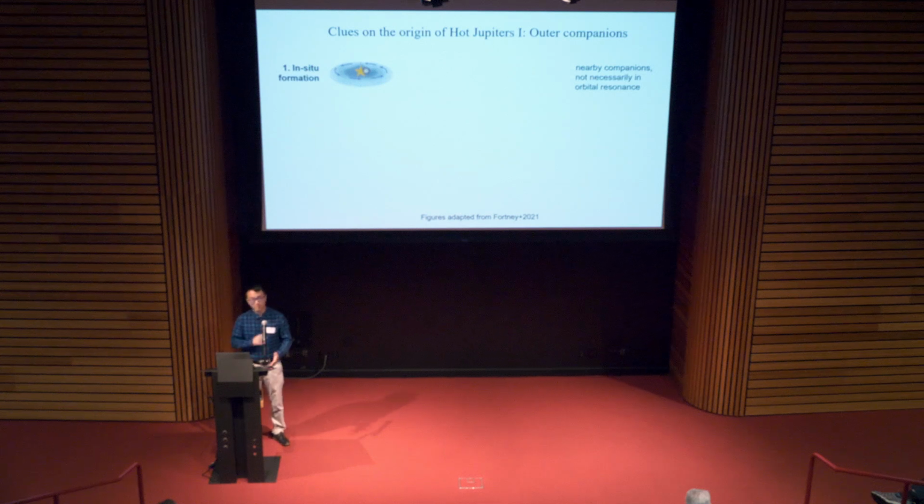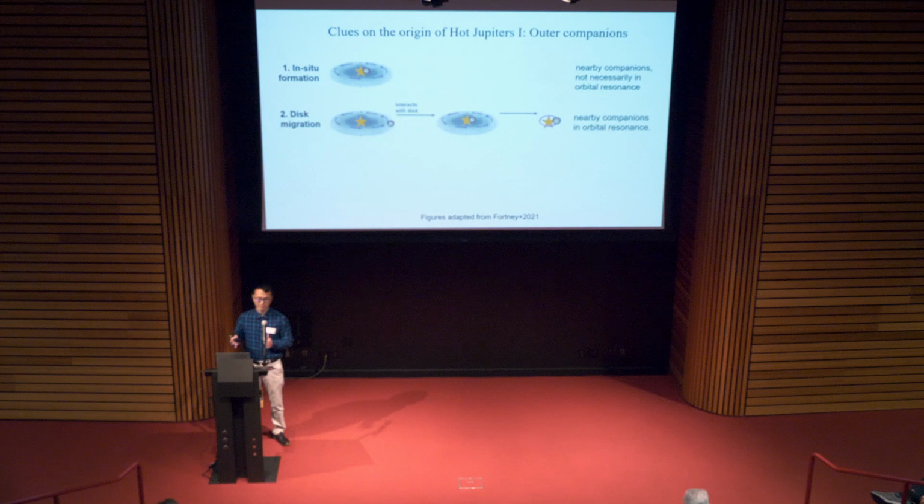It is possible under some circumstances for them to form in situ, that is where they are. But these objects have orbital periods of a few days. So a more natural process might be that these objects migrated from further out in the disk inwards to where we observe them today. And there are many ways to look for clues on the origin of hot Jupiters, and one way is to look for companions to them.